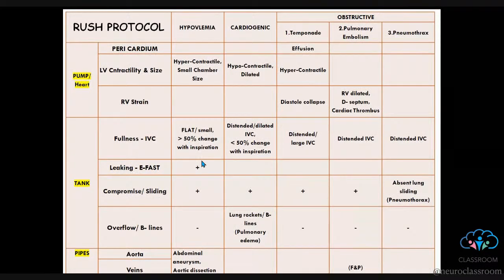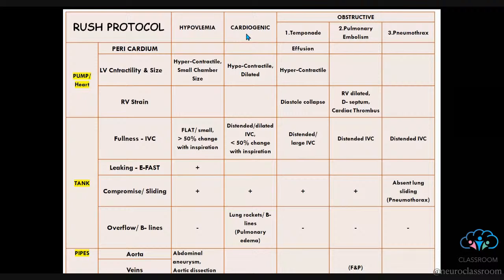We are discussing hypovolemic shock. You may find E positive; that may be the reason for hypovolemic shock. The sliding sign is normal, and there are no B lines. And sometimes you may find an abdominal aortic aneurysm or aortic dissection; that may be the reason for hypovolemic shock. Now come to cardiogenic shock.